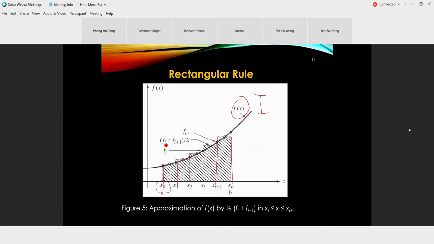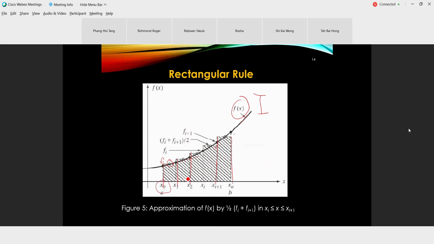Function f_i. Here is f_i. Here is f_i plus 1, divided by 2. You must divide by 2, then the value will increase the accuracy a little bit. If you do not divide by 2, your rectangular rule will reduce the accuracy. So divide by 2, and then you increase again.